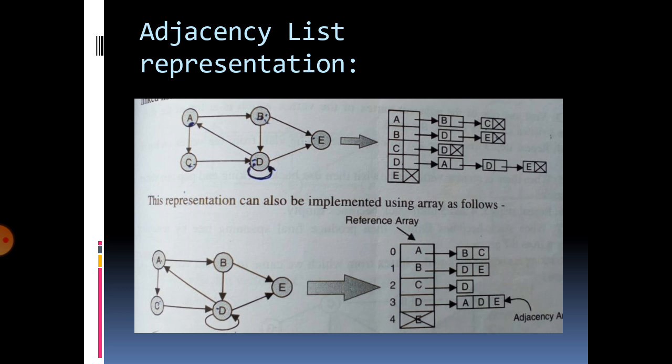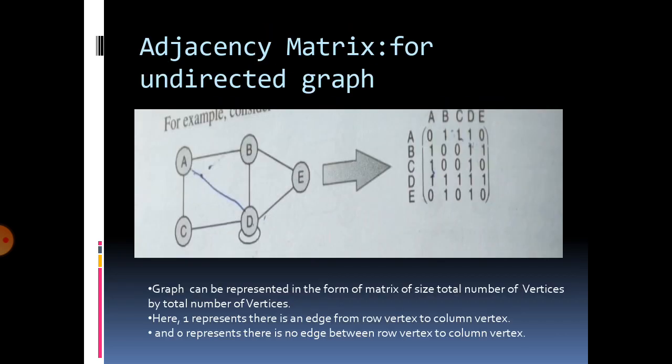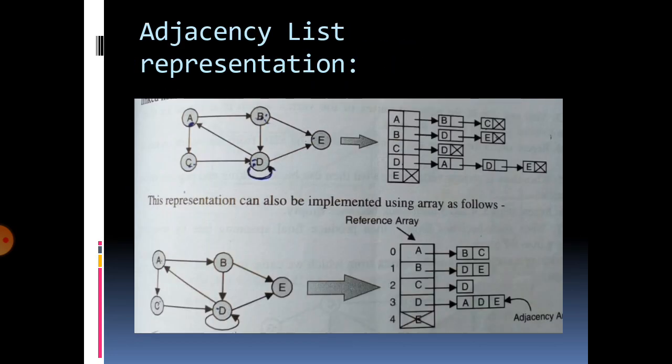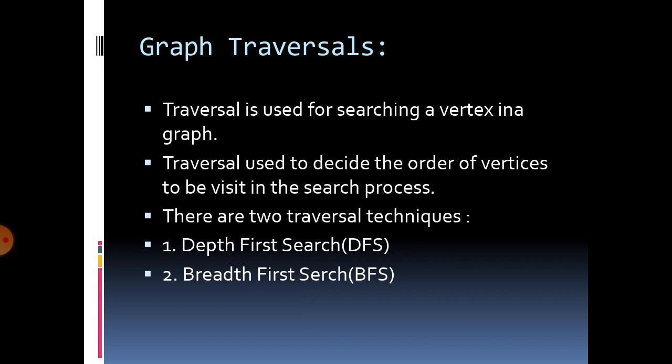So these are the three representations: the adjacency matrix representation, the incidence matrix, and the last one we just learned, the adjacency list. These are the different representations, and they are very important.